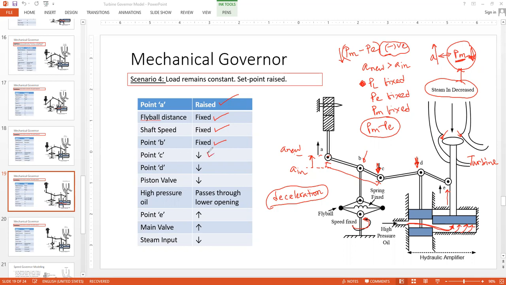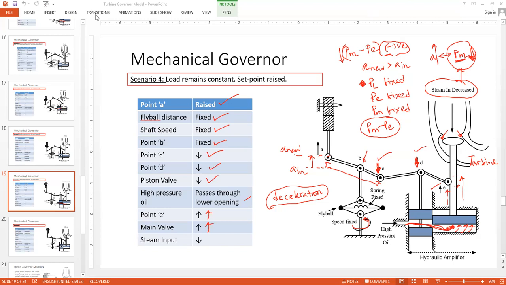So point C comes down, as I have shown here. Point D also comes down. The piston valve here comes down, and the high pressure oil passes through the lower opening. Point E goes up. So point E is going up, the main valve goes up. This is the main valve, it is going up. And the steam input falls. Steam input reduces or decreases.